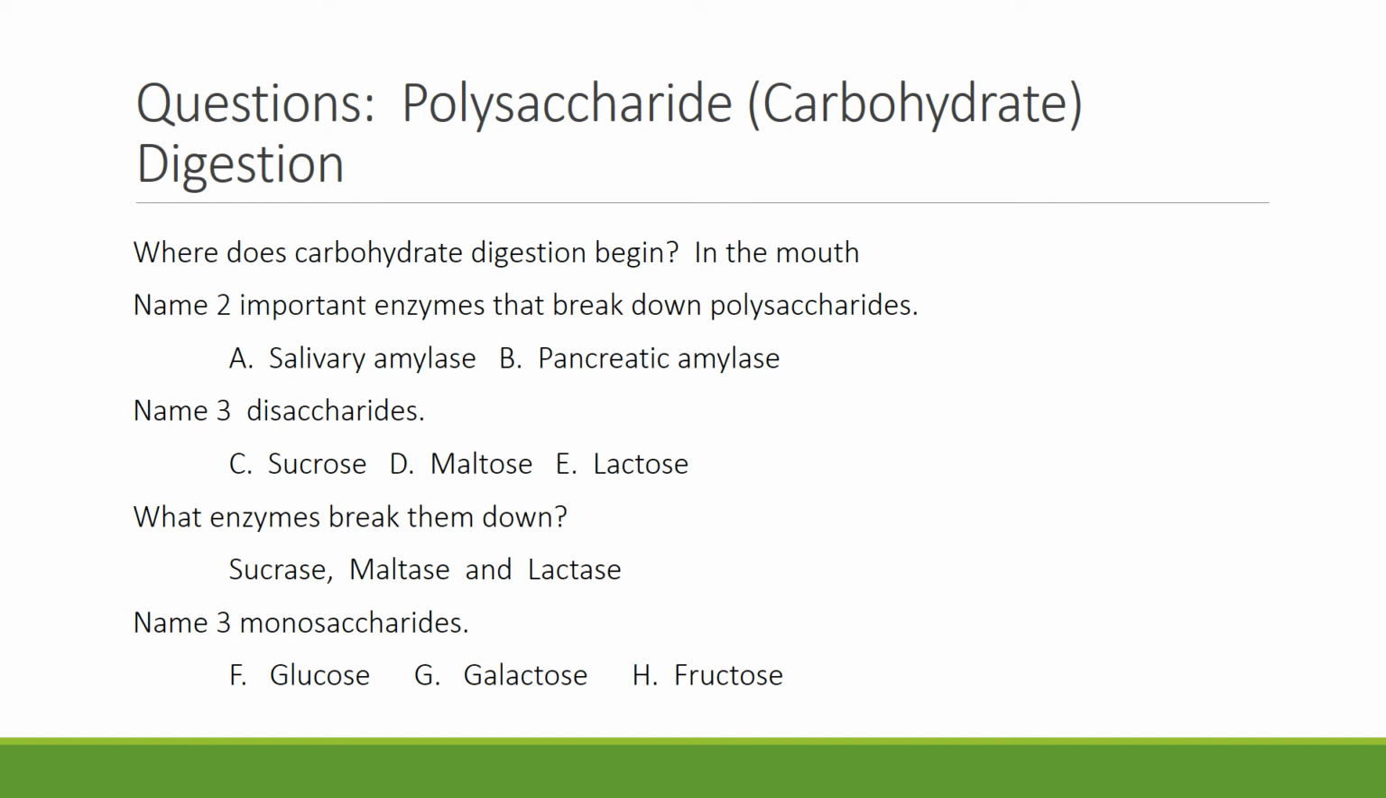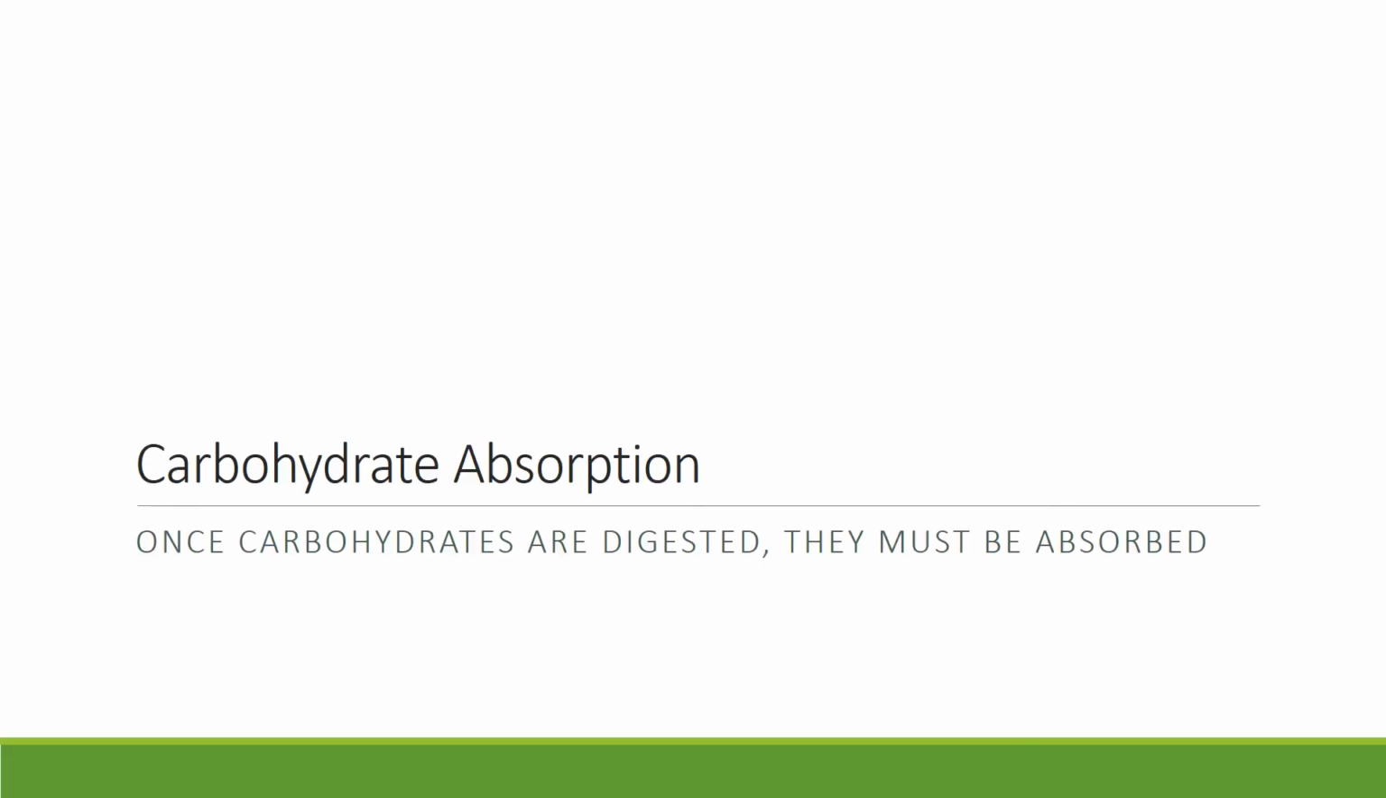Whenever you see the ending ASE, it tells you it's an enzyme. When you see the ending OSE, it tells you it's a sugar. Name the 3 monosaccharides, and they are glucose, galactose, and fructose. Once we digest carbohydrates, they then need to be absorbed. The next few slides will cover how that happens.